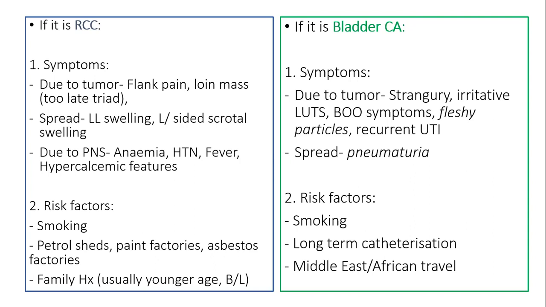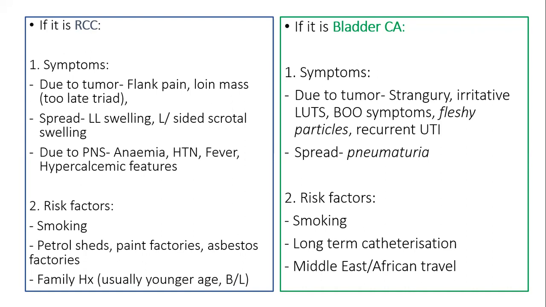So bladder CA is again classified into symptoms and risk factors. The symptoms you can get are due to the tumor, that is the obstruction by the tumor itself. So the bladder outflow obstruction will be happening. So the BOO symptoms occur because the tumor is obstructing the bladder outflow. Because of that, you can get strangury.